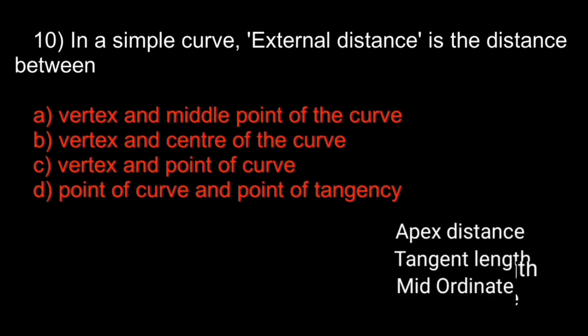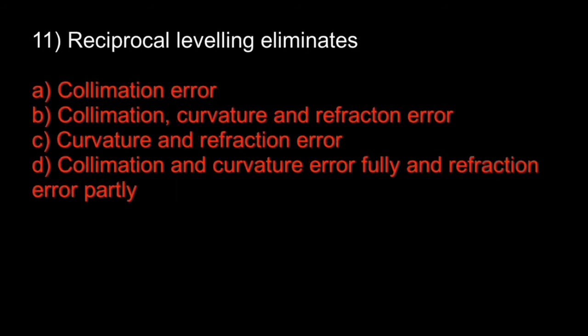Relating to simple circular curve, the frequently asked questions are about tangent length. What is the tangent length of a simple circular curve? The tangent length is R tan theta by 2. Length of long chord is 2R sin theta by 2. And how can we find mid-ordinate? Mid-ordinate is equal to R into 1 minus cos theta by 2. Now let's move to the next question.